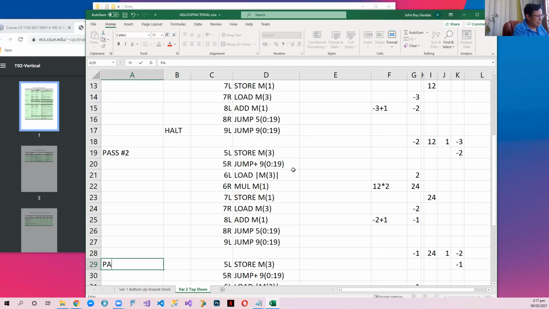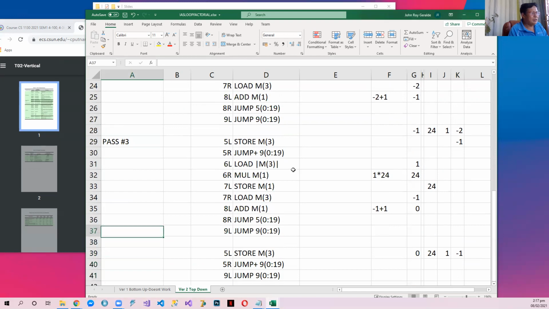It's now pass number 3. Any questions? So remember the values. This is -1. This is 24. This is -2. But we store M3, which means whatever is in the accumulator, it's -1. We overwrite M3, so this becomes -1. Here it was -2, and then store M3 makes it -1.